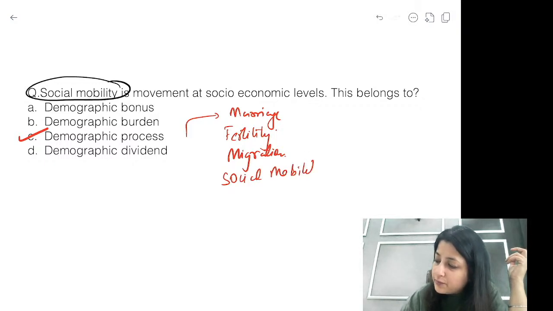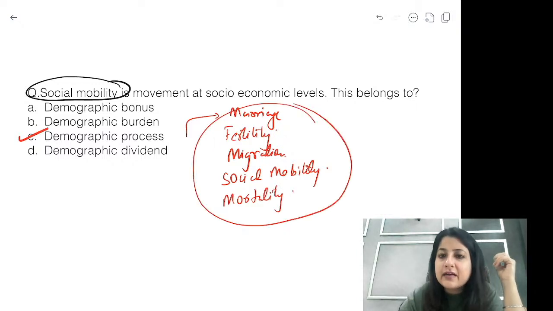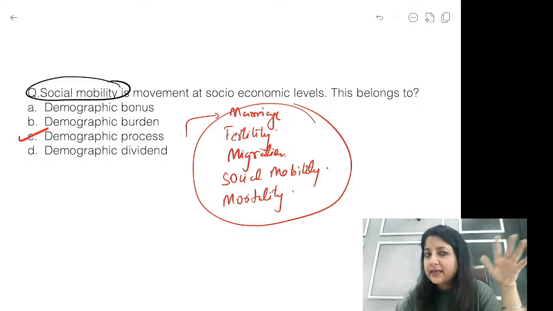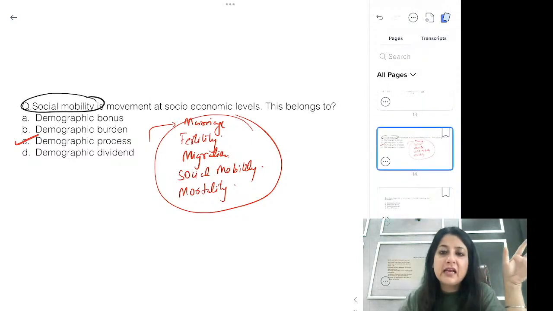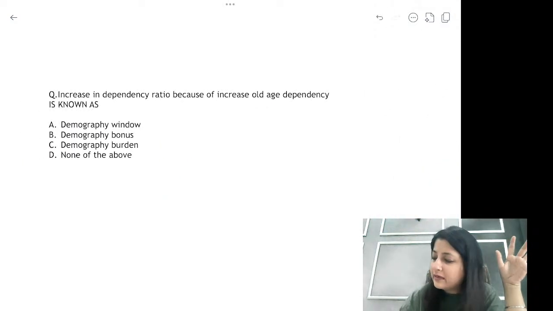Okay, social mobility. And what is the last one that governs the population size? Of course, mortality. So these are our demographic processes: marriage, fertility, migration, mobility, as well as mortality. Clear? All these remaining terms also I am going to discuss with the help of an MCQ. I told you everything MCQ. Chalo.